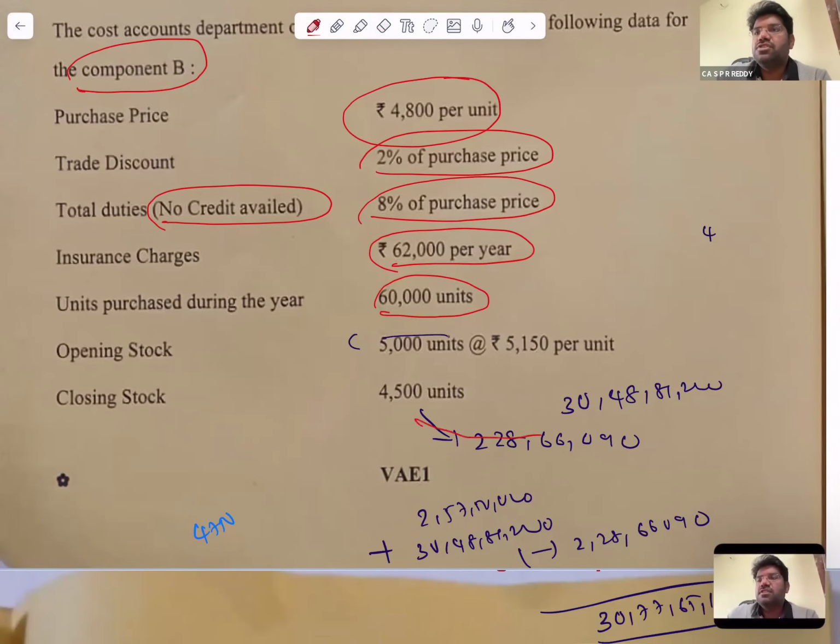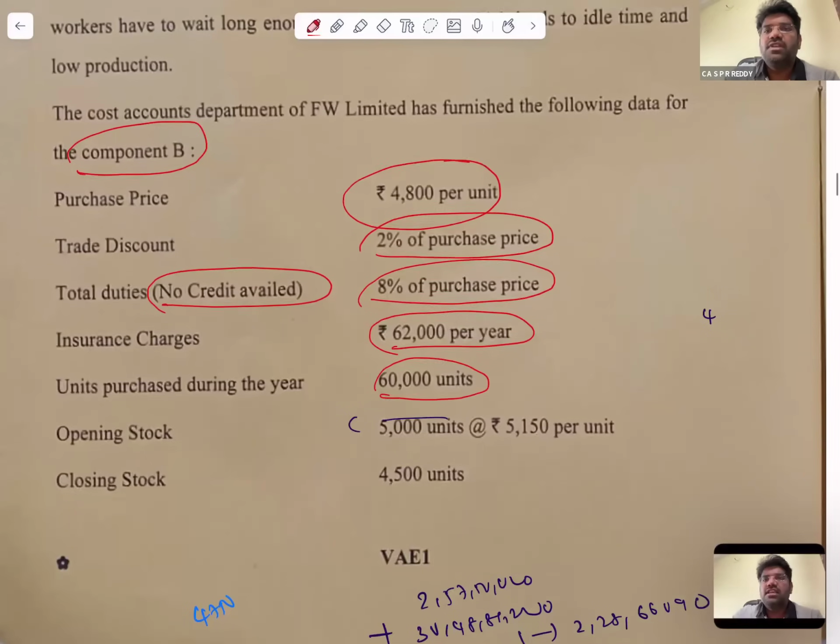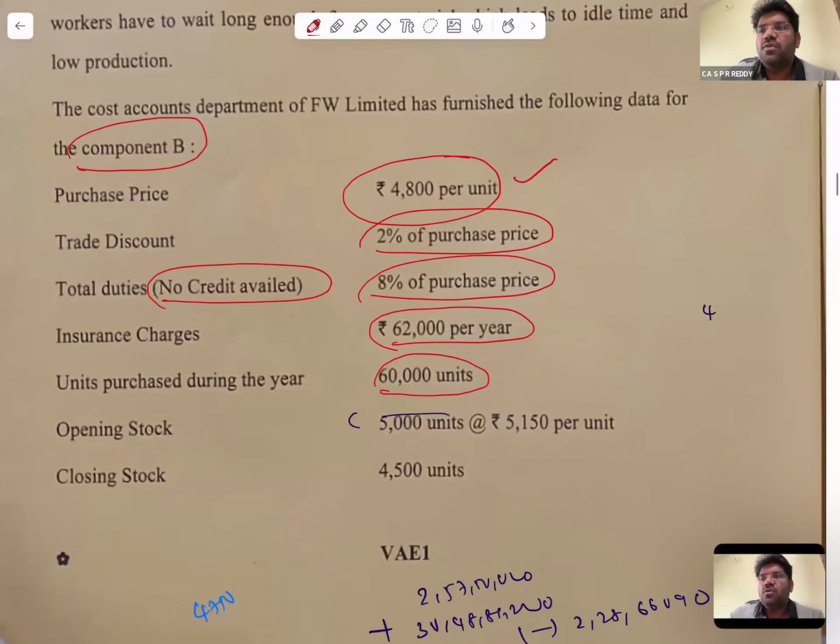What are the requirements of this question? We'll see. If you want to find out the purchase cost per unit here, what are the things we need to consider? Purchase price we need to consider. Trade discount, we need to deduct. And the total duty, since there is no credit availed here, you can add to the purchase cost, which is 8% of the purchase price.